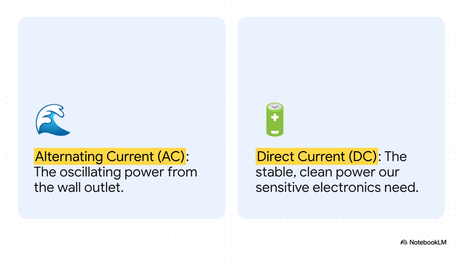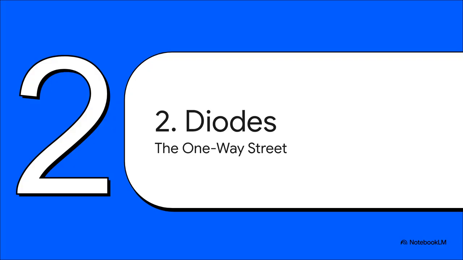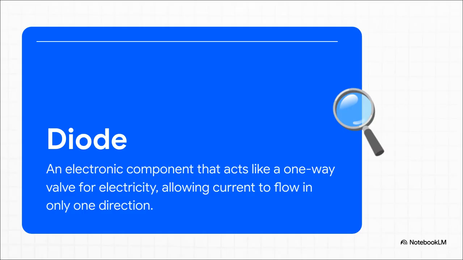So here's the first big challenge. How in the world do we turn that chaos into clean, orderly power? Well, the answer starts with our first little hero, the diode. This tiny component is the absolute key to taming that wild AC power. A diode is so simple, it's brilliant. Just think of it like a one-way street, but for electricity. Current is allowed to flow in one direction, but it is absolutely forbidden from coming back the other way. It's a valve, and this one simple rule is a total game changer.